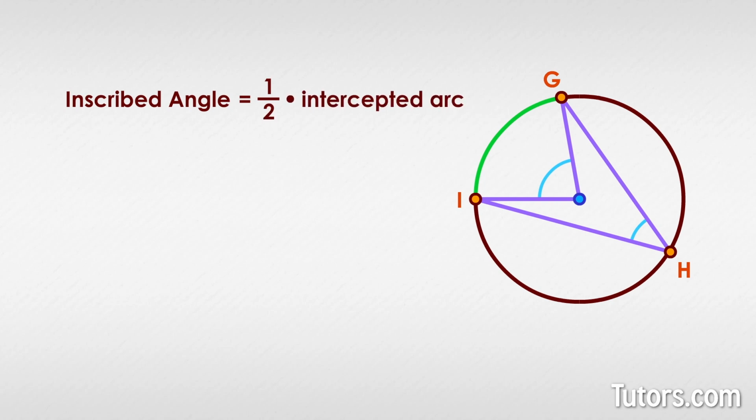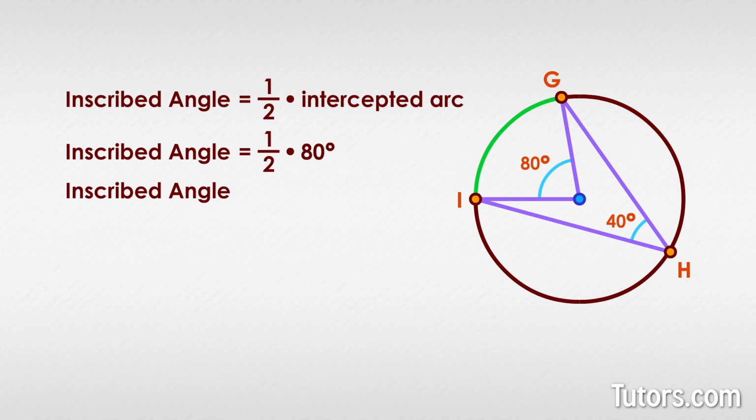For example, let's take our intercepted arc measure of 80 degrees. If the inscribed angle is half of its intercepted arc, half of 80 degrees equals 40. So, the inscribed angle equals 40 degrees.